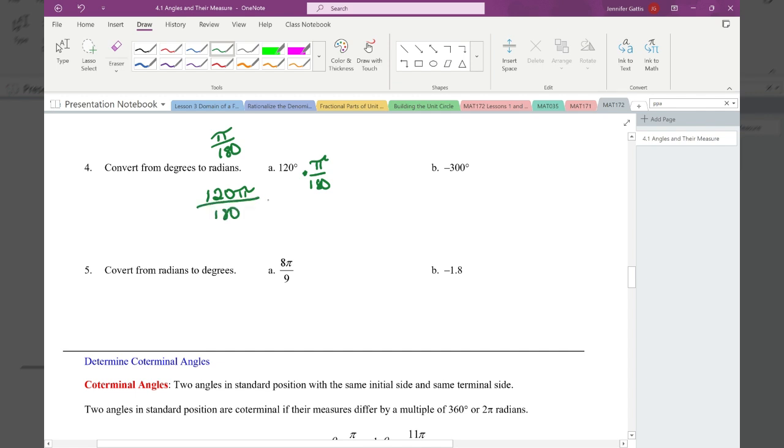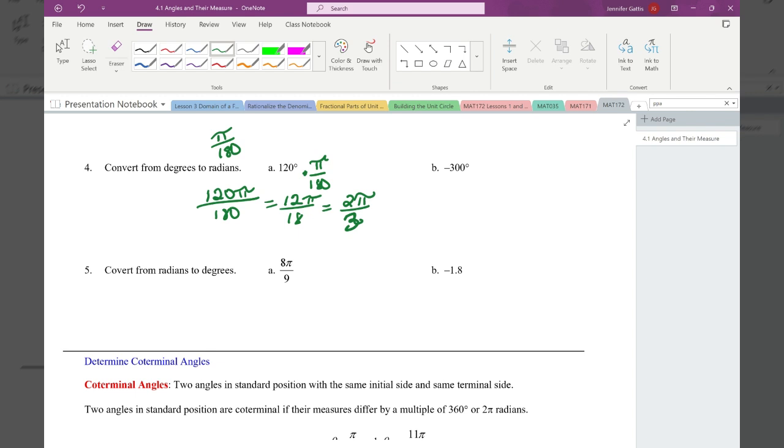And we can simplify that. Let's just do it a little piece at a time. Dividing both top and bottom by 10, and then we notice that both of these are divisible by 6. And we get 2 pi over 3.